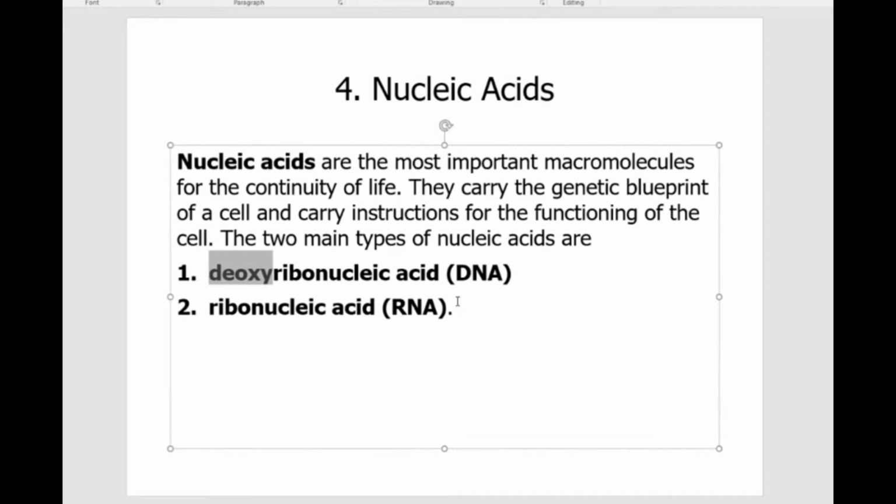Okay? So the nucleic acids, especially these two, are so important because they carry the genetic blueprint for a cell, right? So those genetic blueprints will act as the instructions for how to build the cells and how the cells function.